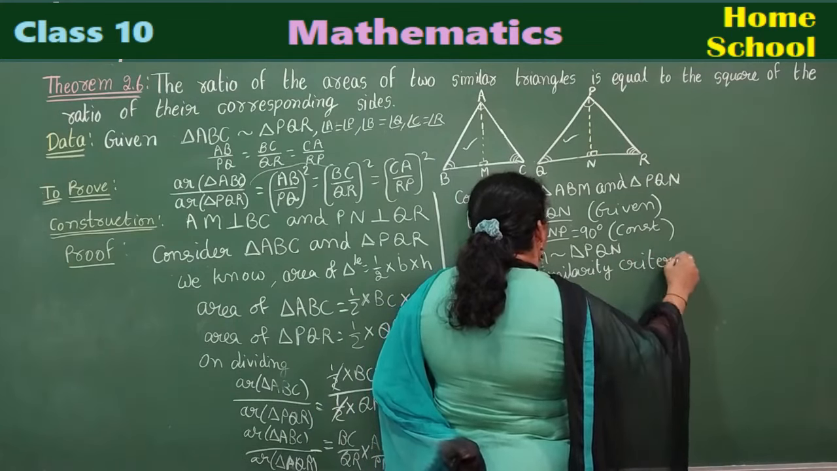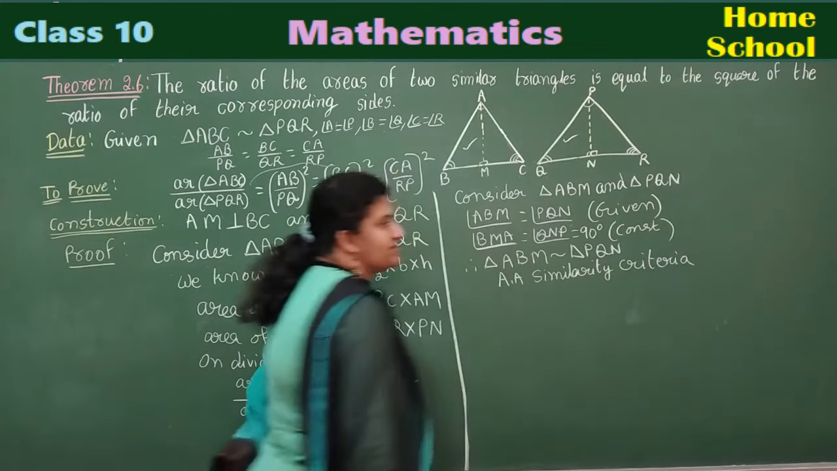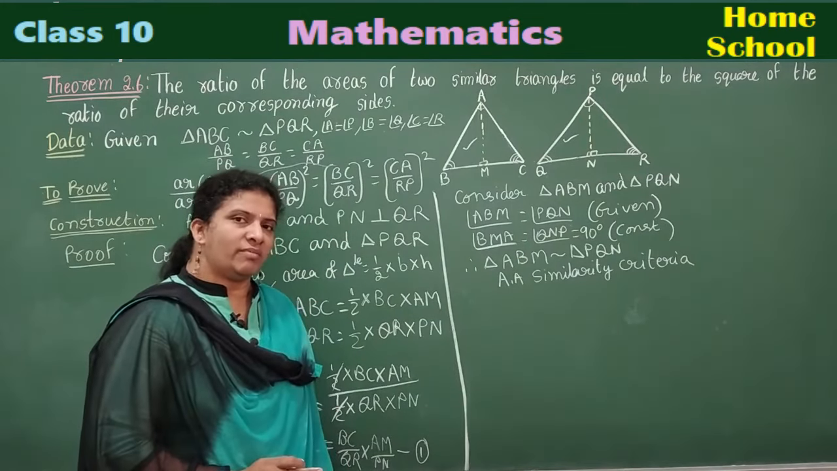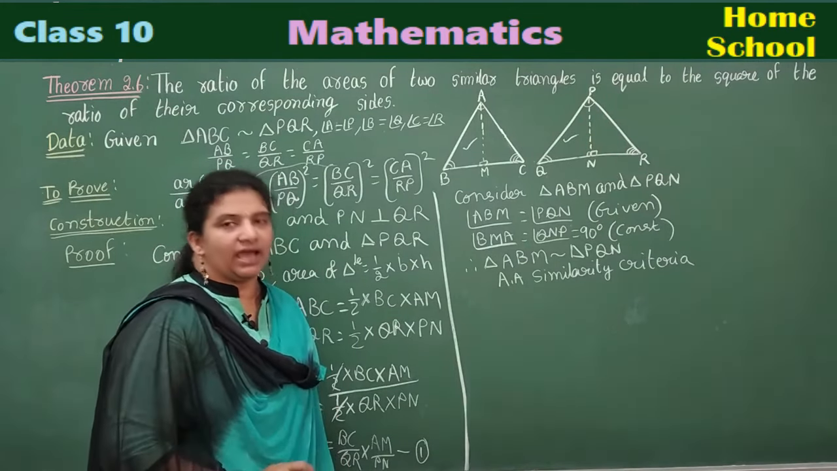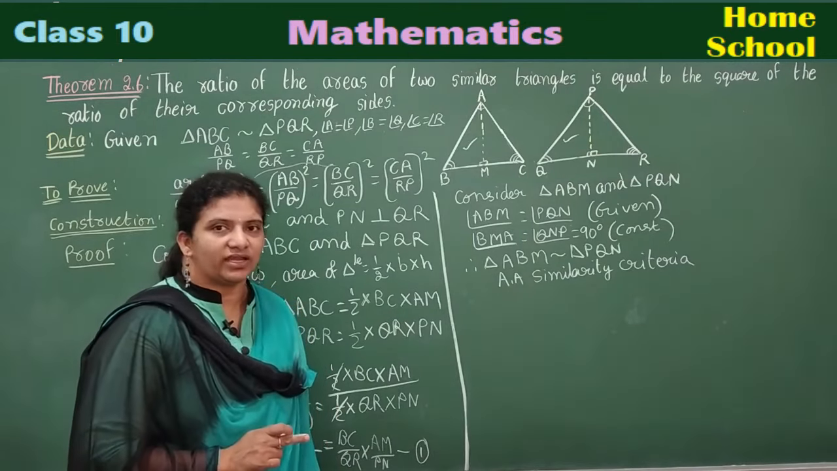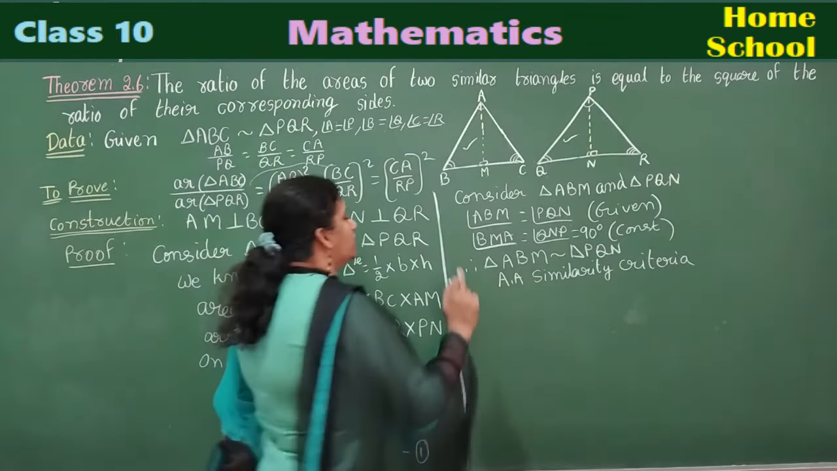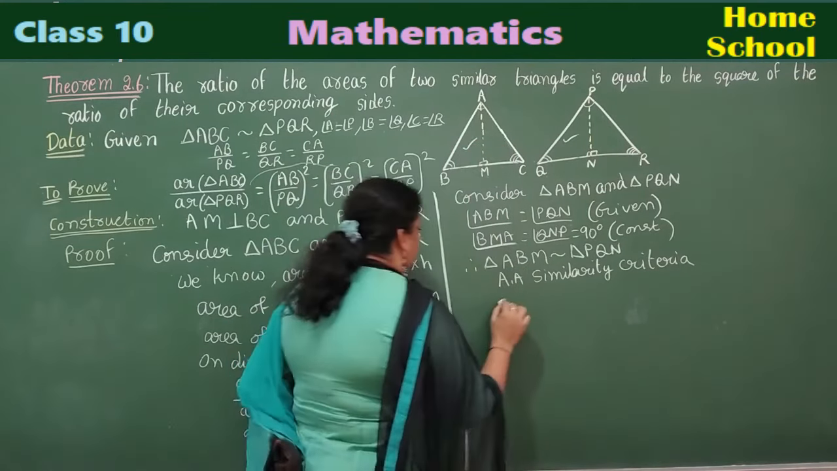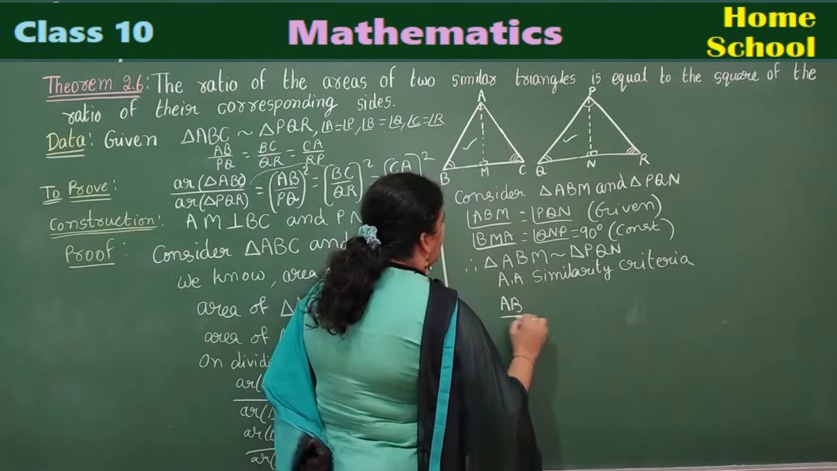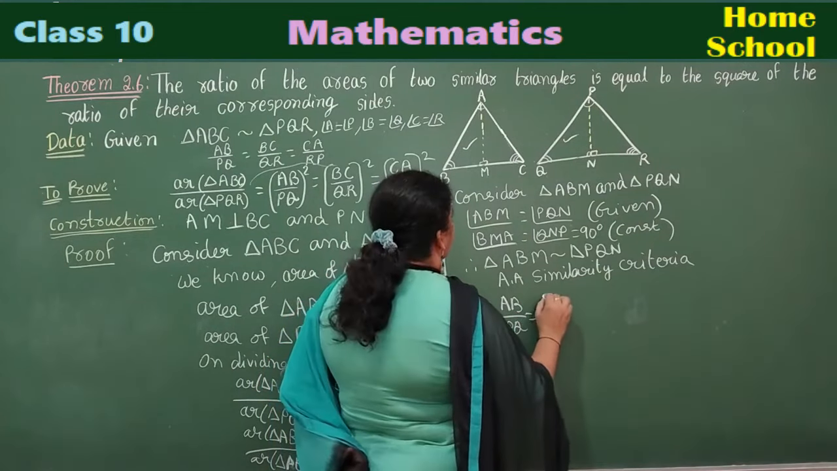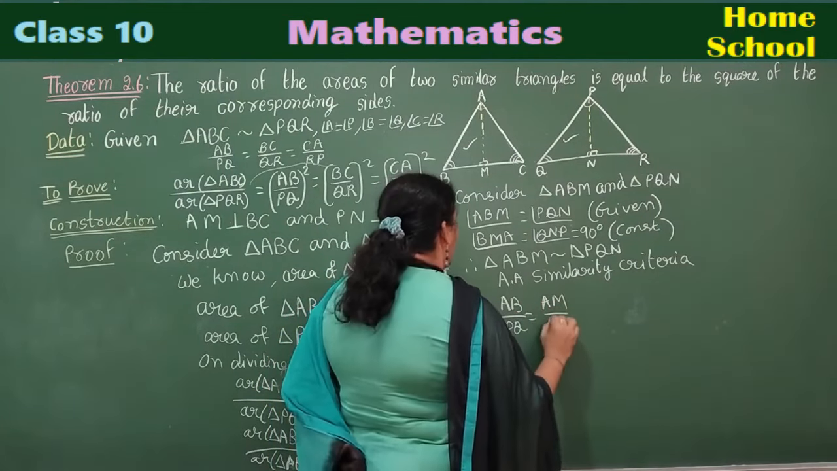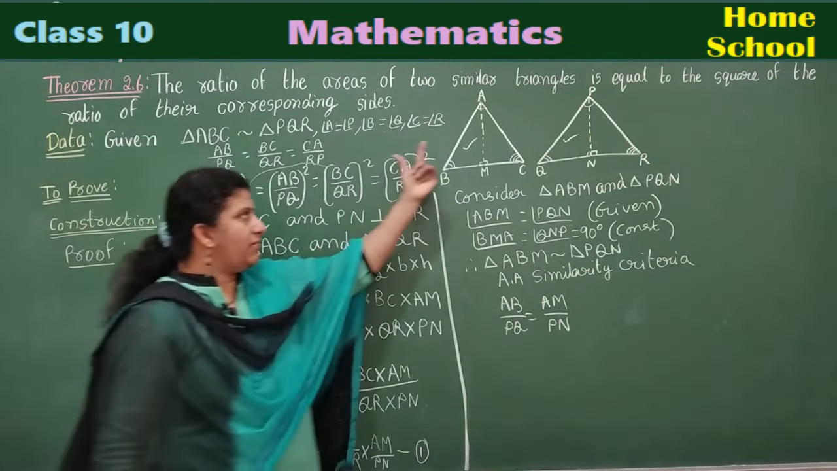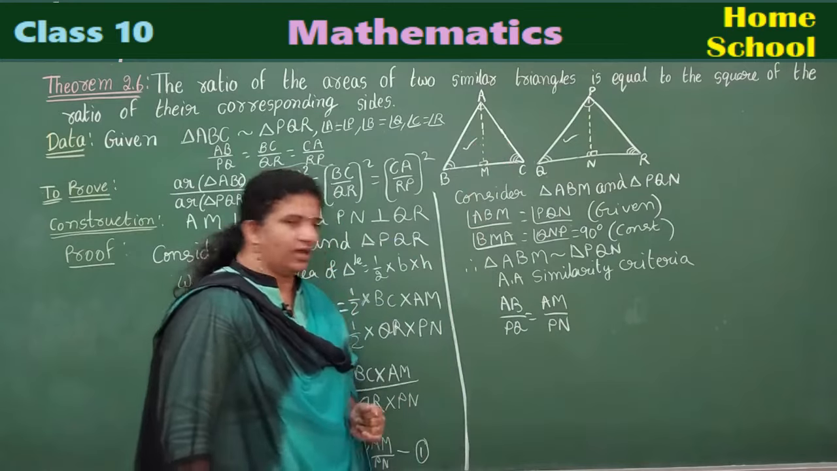I can say that these two triangles are similar. If they are similar, what do you remember, children? Corresponding angles are equal and the corresponding ratios are in proportion. So let me take only these two ratios. Observe here, only these two. AB by PQ is equal to AM by PN. Have a look here. AB by PQ, AM by PN.